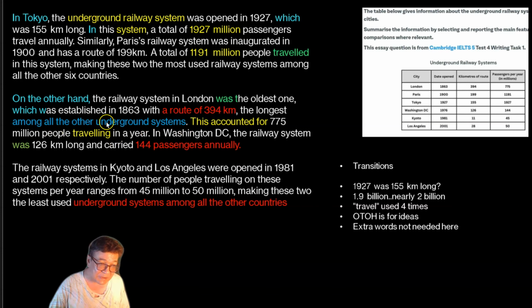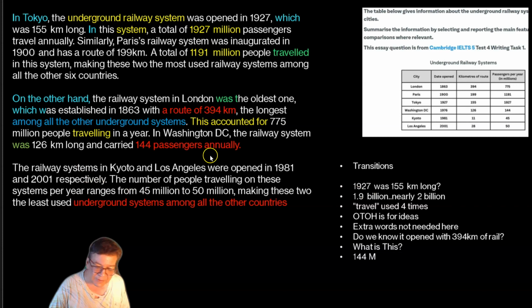It was the only underground system when it was founded. This accounted for. No, don't use that there. What is this? Traveling, again, traveling. And be very careful with your numbers here. You say here that in Washington, D.C., only 144 passengers were carried, when it's 144 million. Remember, you can use M for million, and that's perfectly acceptable.